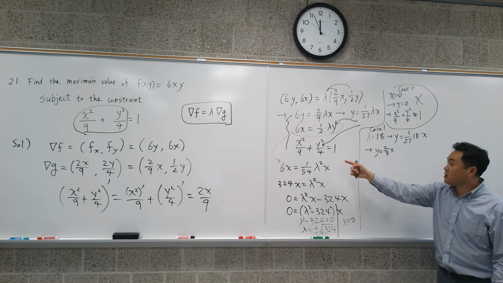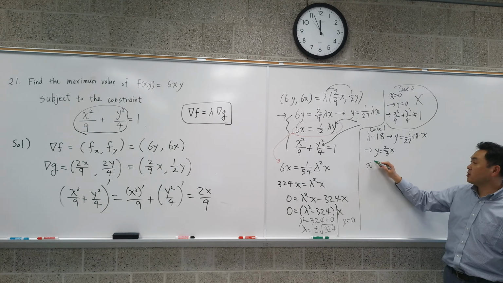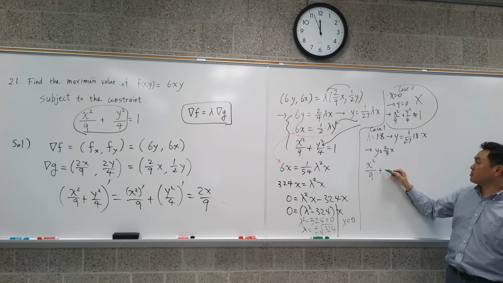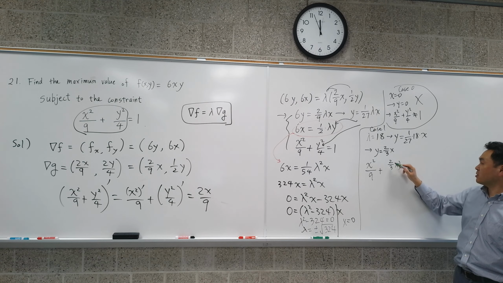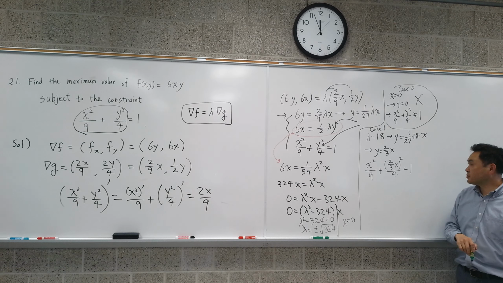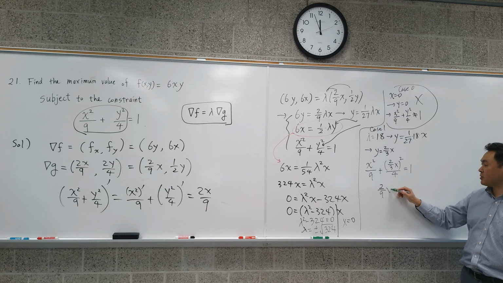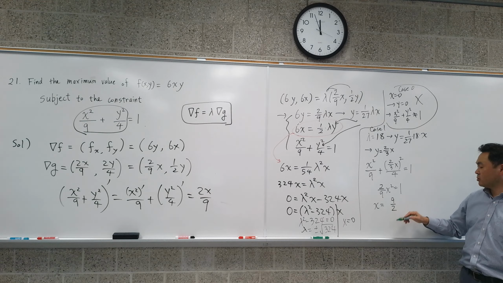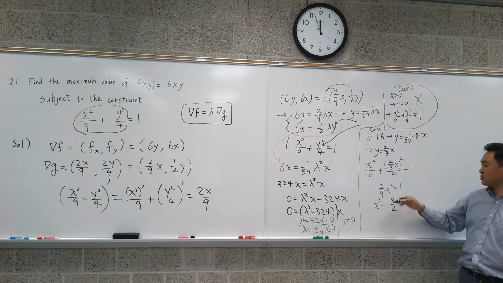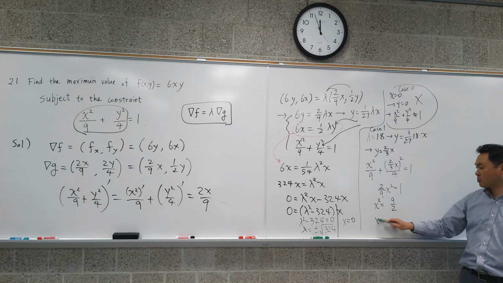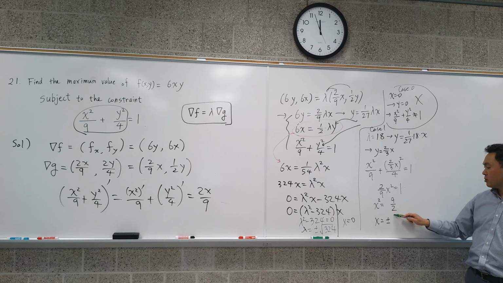And if that goes in here, you get x squared over 9 plus 2/3 x squared over 4 equals 1. And that simplifies to 2/9 of x squared equals 1, so that x squared is 9 over 2. If you flip to the other side, you get x equals plus minus 3 over square root of 2.